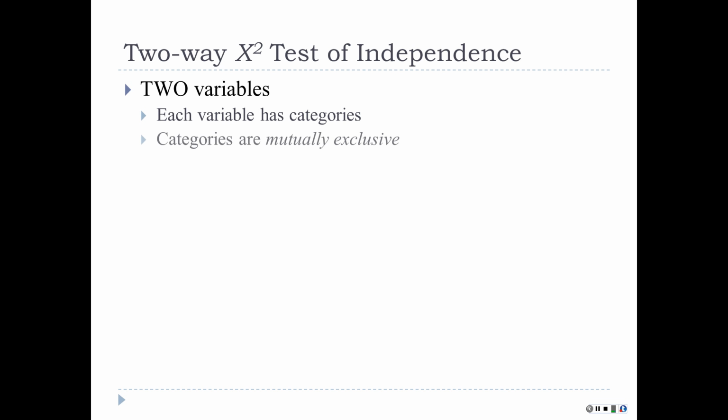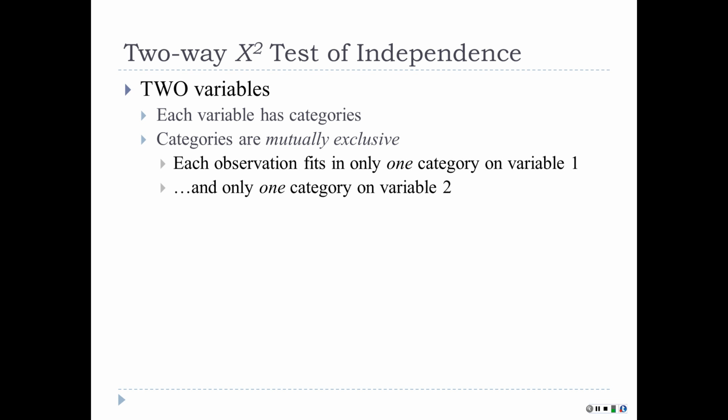Two categorical variables. Now, just like the one-way chi-square, the categories need to be mutually exclusive, but we need to say this a little more specifically since there are two variables, so two sets of categories. Each observation in the study will have a category for variable 1 and a category for variable 2. So each observation has to fit in exactly one, not two, not zero, categories on variable 1, and exactly one category on variable 2. So this is paired categorical data.